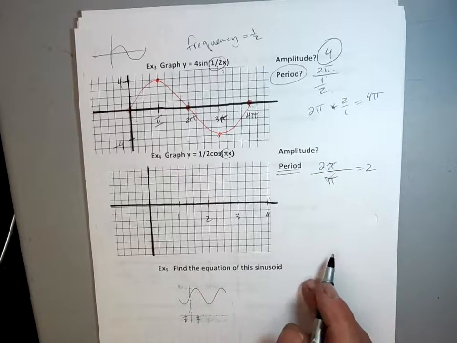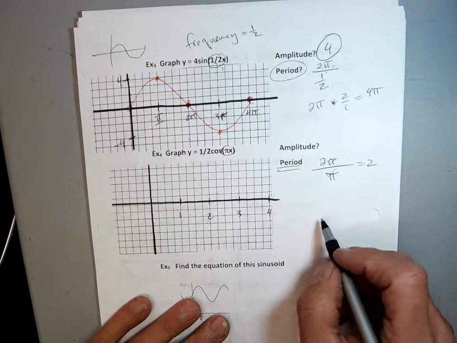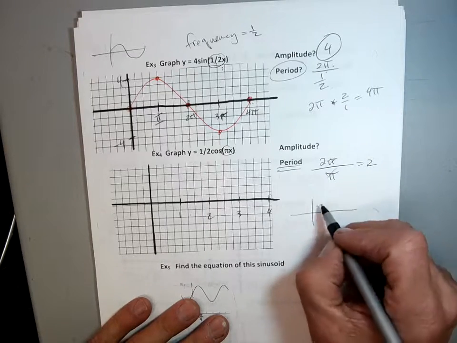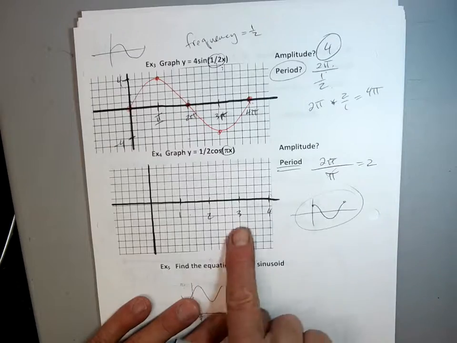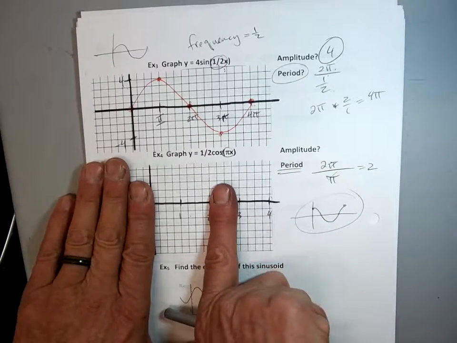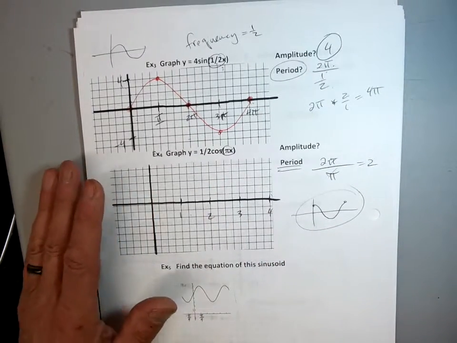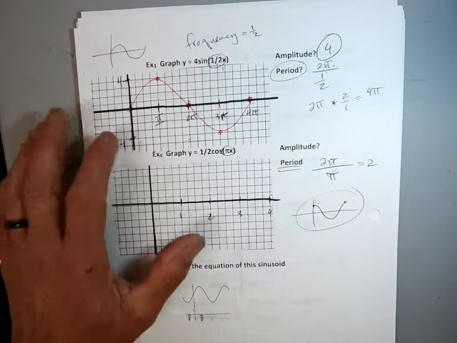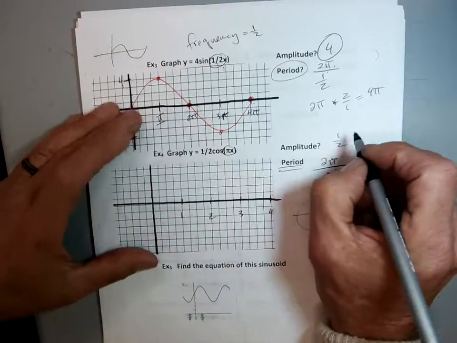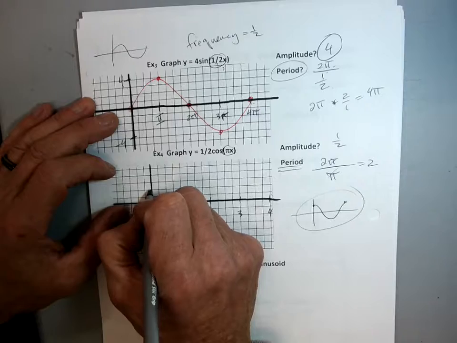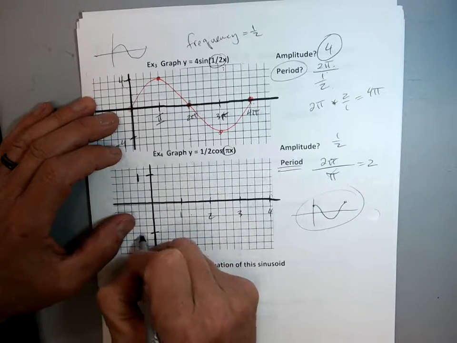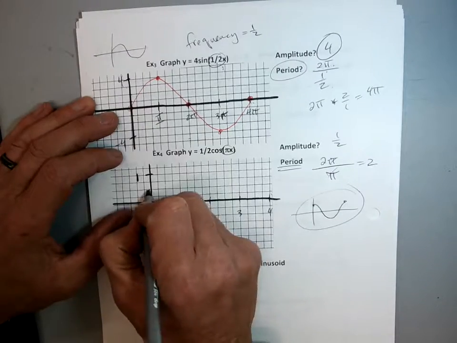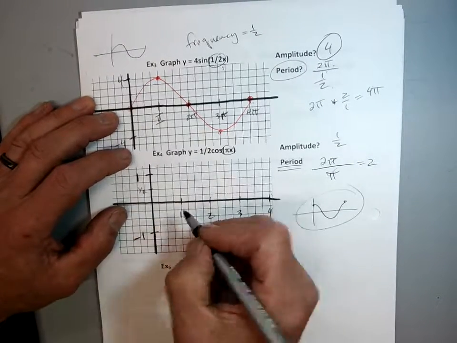And I'm going to take my cosine curve, which looks like this. I'm going to take this shape and put it between 0 and 2, because that's my new period. Amplitude of 1/2. So I might go by ones. I might call this 1, stretch it out, and make this -1, and that way my 1/2 is right here. I'm just changing my scales. I could do that, right?